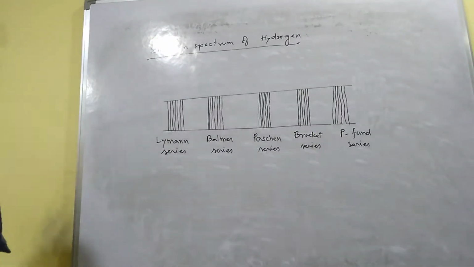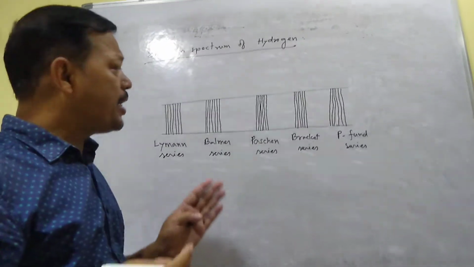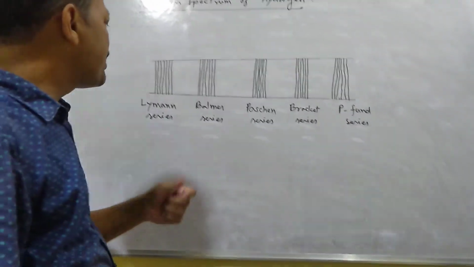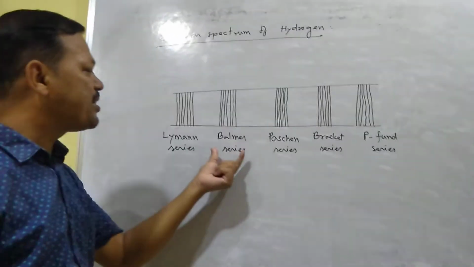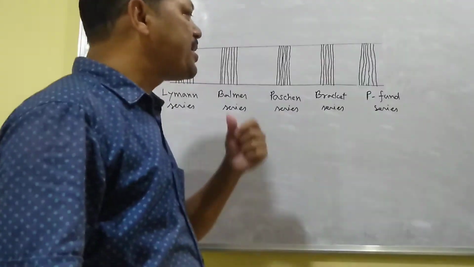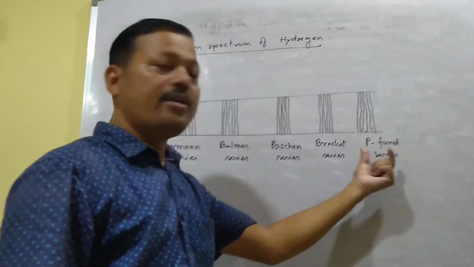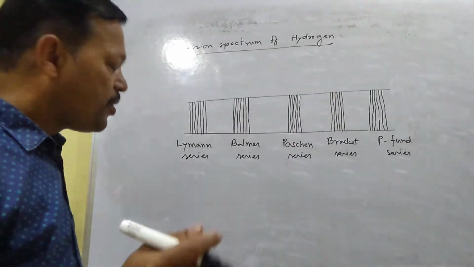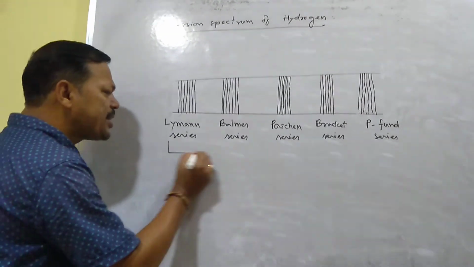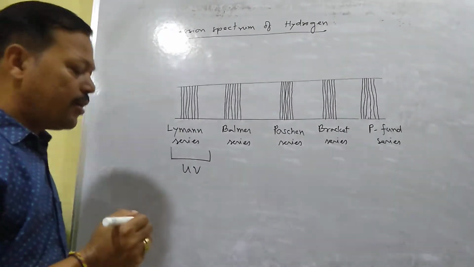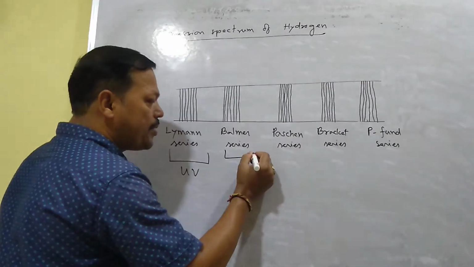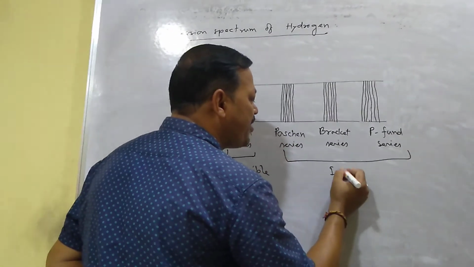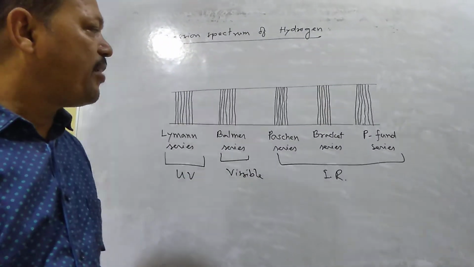So when you observe the spectrum of hydrogen, it is found that hydrogen contains a large number of lines, and these lines are classified into some groups, into some series. The first series is called Lyman series, second series is called Balmer series, third series is called Paschen series, next series is called Brackett, next series is called Pfund series. Like this, the lines are classified into 5 series. This Lyman series falls in the UV region. Then this Balmer series is in the visible portion, and these 3 series are in the infrared portion depending on their wavelength. Thank you.